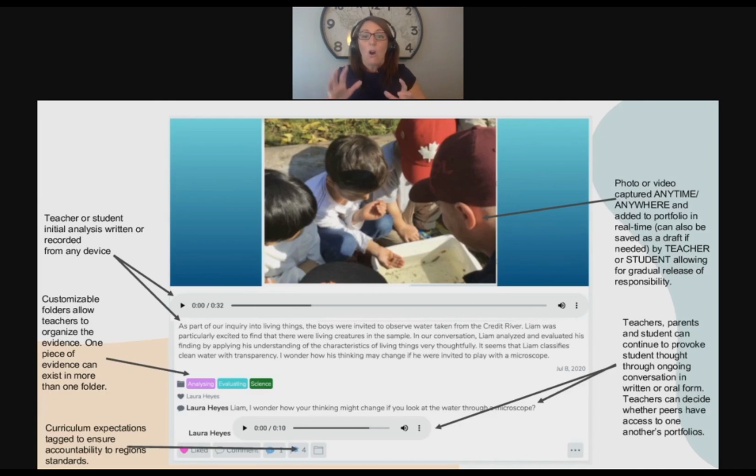Okay, so all that said and done, when we come back to that original piece of documentation that I showed you, here it is, same thing, Boys at the Credit River, but look how richer it is. My analysis is there, but I could also have included the actual voice of the child. How beautiful is that? Right? Customizable folders. So I'm slotting it into more than one folder at a time because this piece of evidence showcases several different contents and skills.